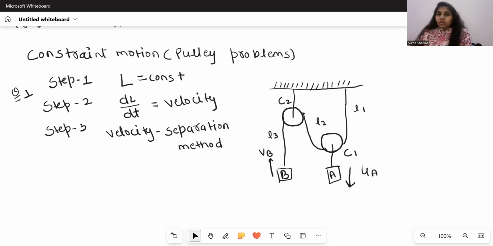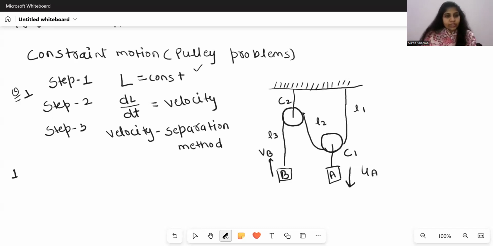Okay. So in order to solve the pulley problems of a constraint motion, we simply solve the question in three simple steps. Step number one is the total length of the system, the string. The total length of the entire string will be constant. In step number two, we will differentiate that length and it will give us velocity. And as we have a velocity, we will use the velocity separation method to establish the relation between the given velocities. So we will follow these steps for this particular question here.